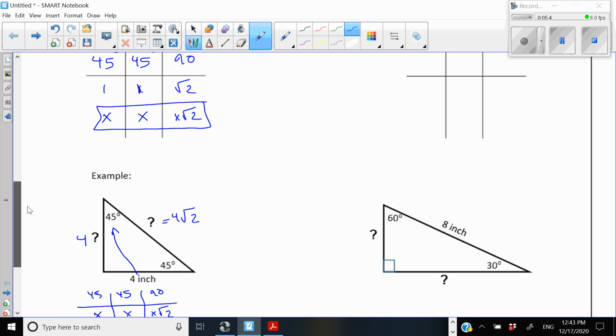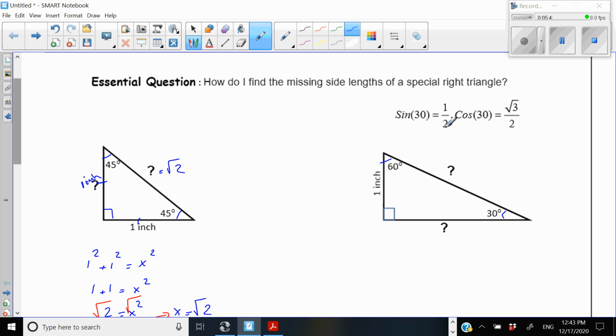Now let's work on the other special triangle that we have, 30, 60, and 90.